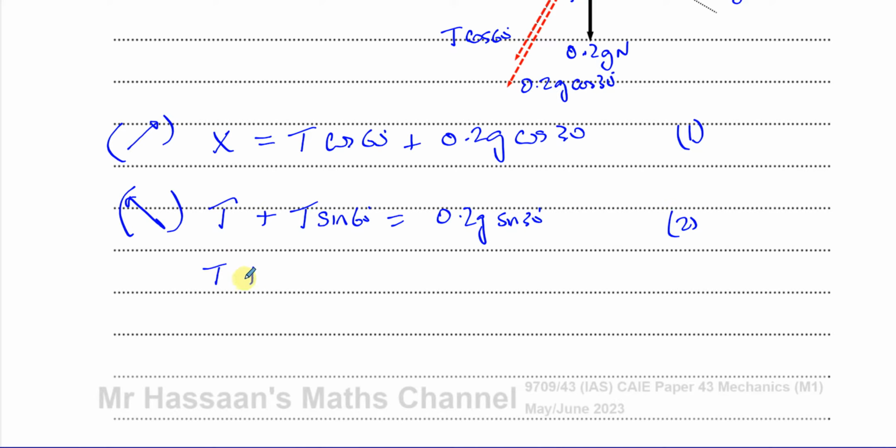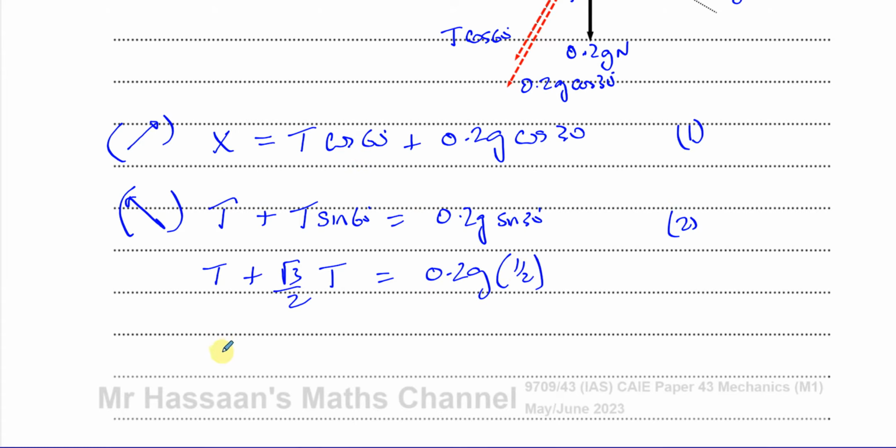So we have t plus, I'm going to use exact values for now. Sine 60 is root 3 over 2. So root 3 over 2 t equals 0.2 times 10, now times a half. I'll keep using g until the end, just for that purpose. So 0.2 times a half is 0.1, so 0.1 g. Sine 30 is a half, you remember? So that's 0.1 g. To make sure that I've got all the steps here for everyone to see, 0.2 g times a half.